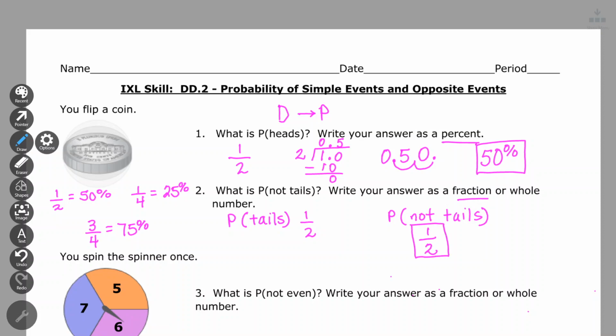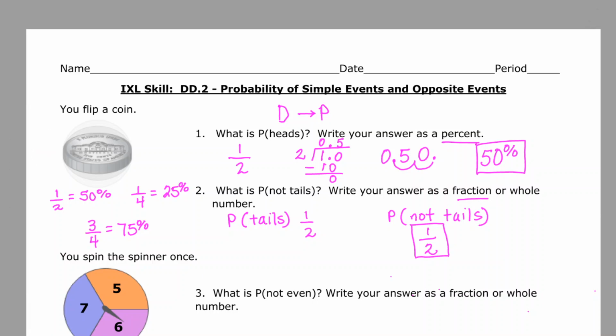While this seems very easy, there are some on the IXL skills that you'll do that are a little bit more difficult. So I just want you to first start with, in this case, the probability of it being tails, and then move to not tails. That'll probably help you as you go forward.